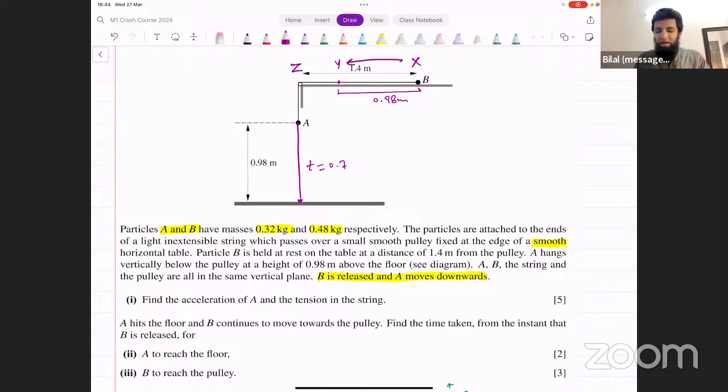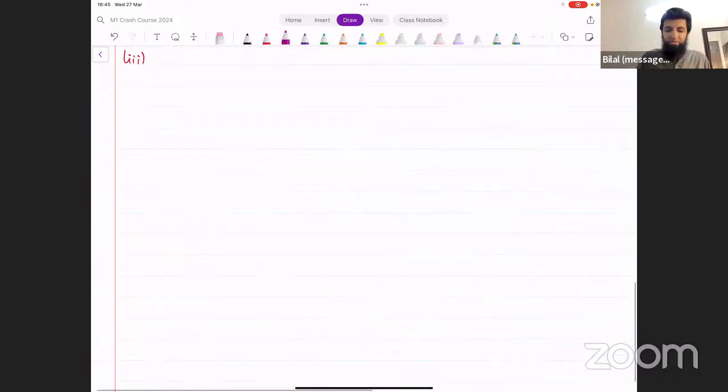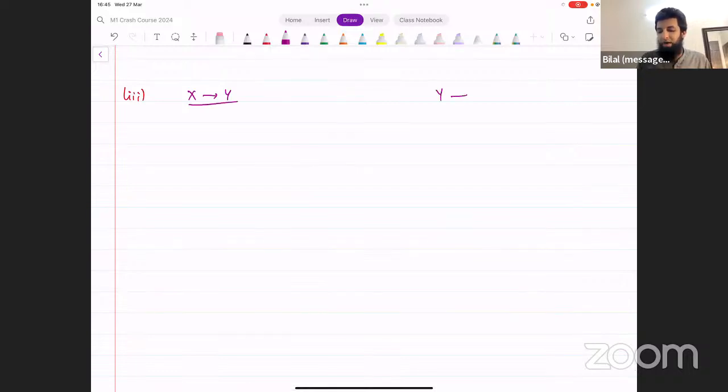So from X to Y, the string is taut. When B reaches Y, A is going to hit the ground. When A hits the ground, the string is no longer going to be taut. The string is going to be slack. So from Y to Z, the string is going to be slack. So we have two parts of this journey. One from X to Y, and then from Y to Z. We will have to consider those two parts separately. X to Y, that's one part of the journey. And Y to Z, that's the other part of the journey. In the X to Y part, the string is taut.